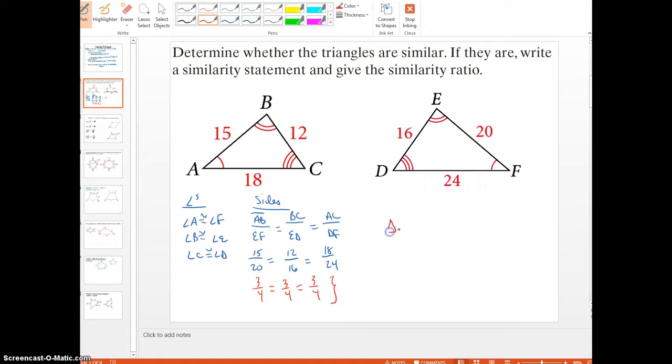So when we write our triangle similarity statement, what we have to make sure we do is match up the corresponding vertices. And after writing the congruent angles, I already did that. Triangle ABC is similar to triangle, A was corresponding to F, B to E, and C to D. Now, what is the similarity ratio or the scale factor? Well, what was the ratio of the corresponding sides? 3 to 4. And these are similar triangles.